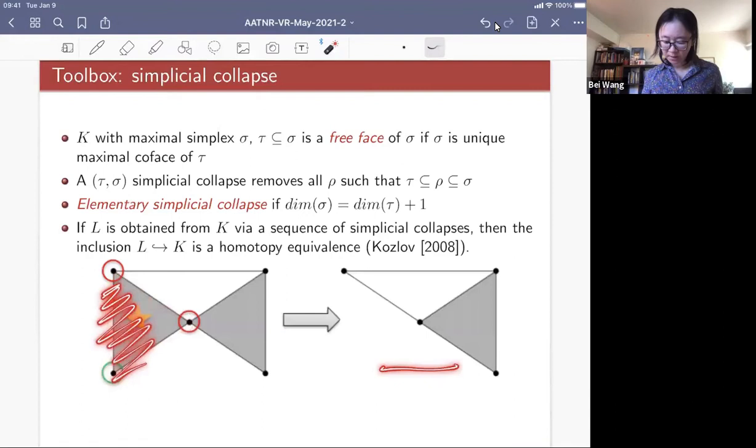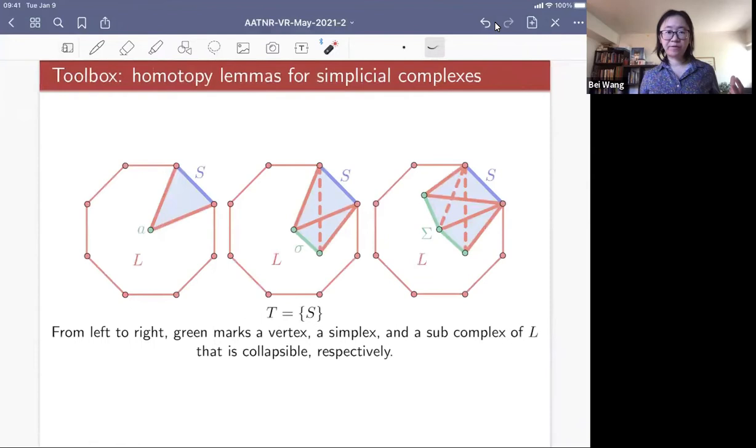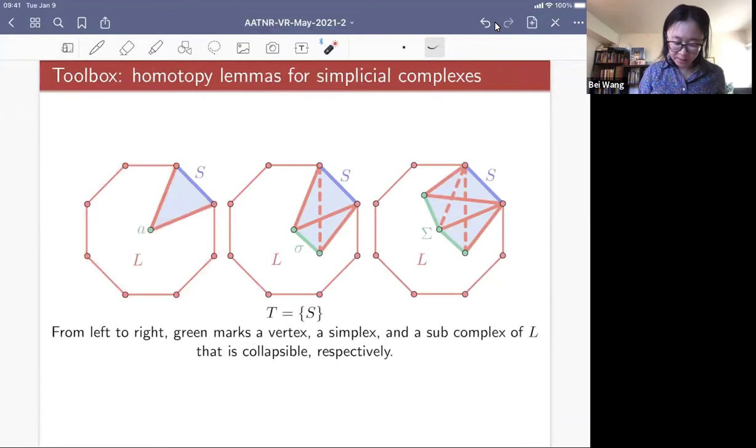And the idea is that if I start with K, and this is my L, and L is obtained from K through a sequence of simplicial collapses, then the inclusion is a homotopy equivalence. Okay, so that's a well-known result. And then we have these toolboxes for extending these collapses to special cases. I'm going to describe the theorem soon, but just keep this in mind here, where I have a simplicial complex in red, which is my simplicial complex L, and the element I care about is this element A, in green.